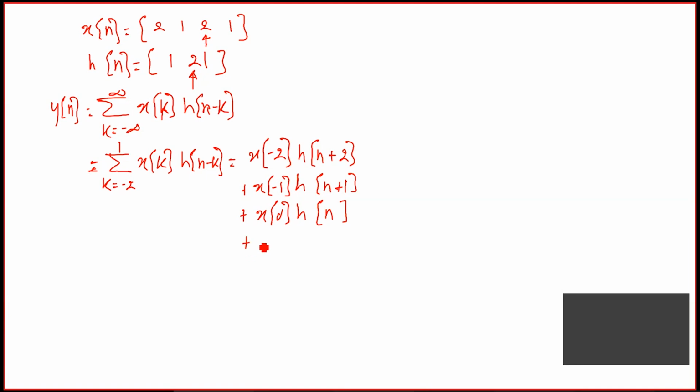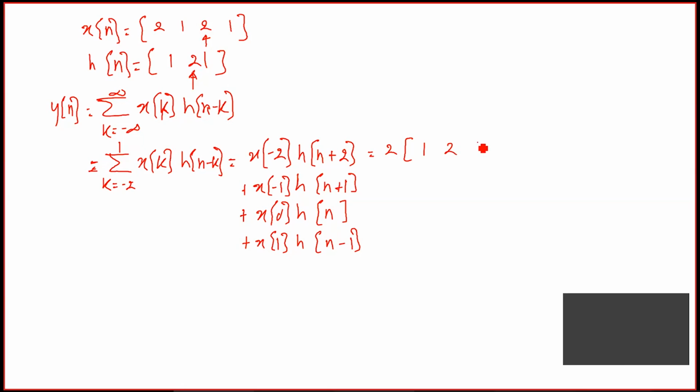Okay, and we have then x of 1, h of n minus 1. So this is what we have, and then if we plug in the values, x of -2 is 2, so 2 times h of n plus 2. This is h of n, so h of n plus 2 will be this thing shifted left by 2 units. So if you shift it left by 2 units, what do we end up getting?